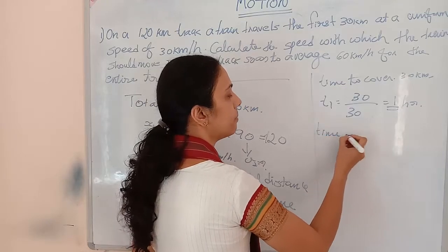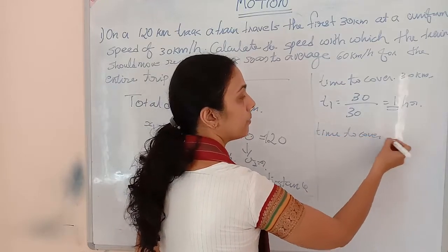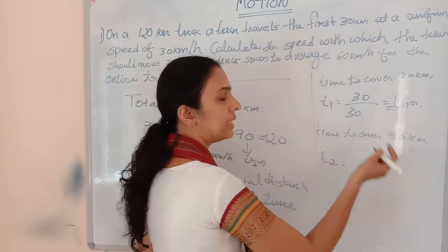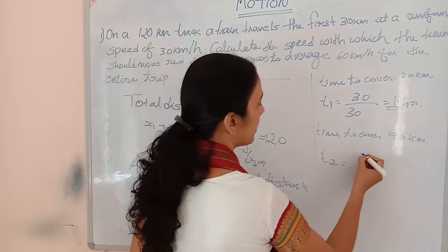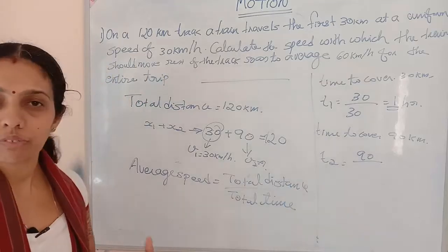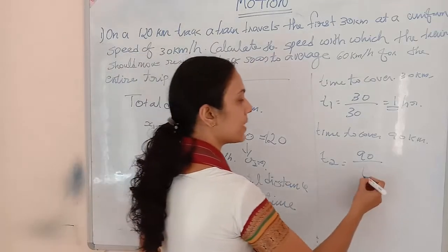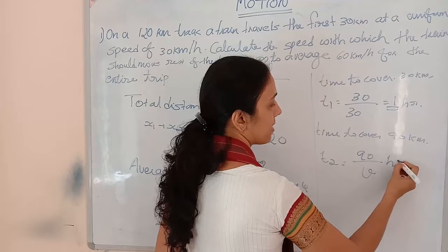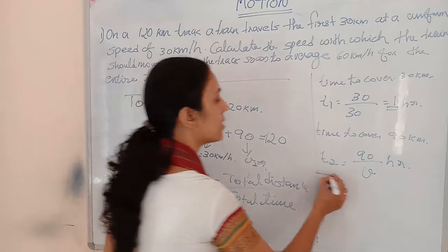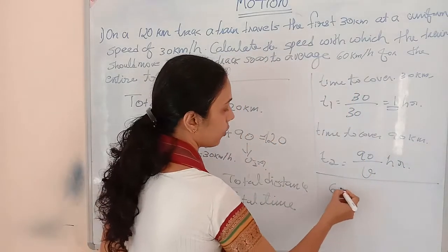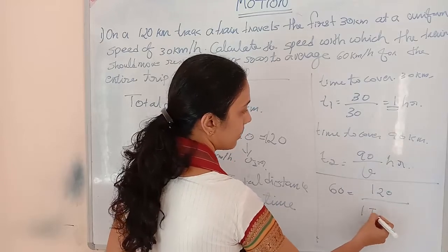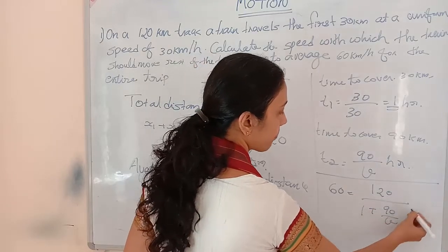Next is the time required to cover the rest of the 90 kilometers. T2 will be equal to distance travelled divided by speed. Distance travelled we know is 90. The speed only we should find out, right? So that one I am giving as V. Now I can substitute in this formula, right? Average speed is given as 60 kilometers per hour. Total distance is 120 divided by total time, T1 plus 90 by V.